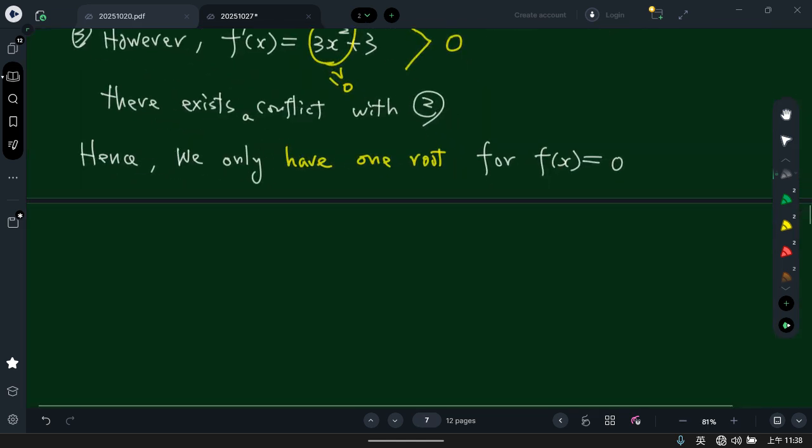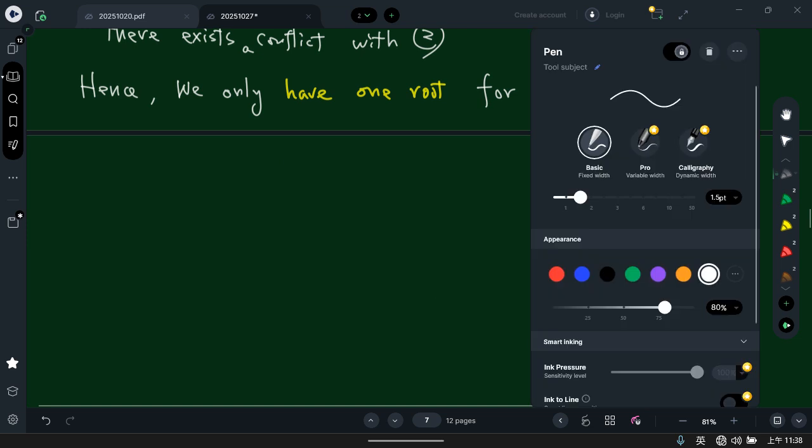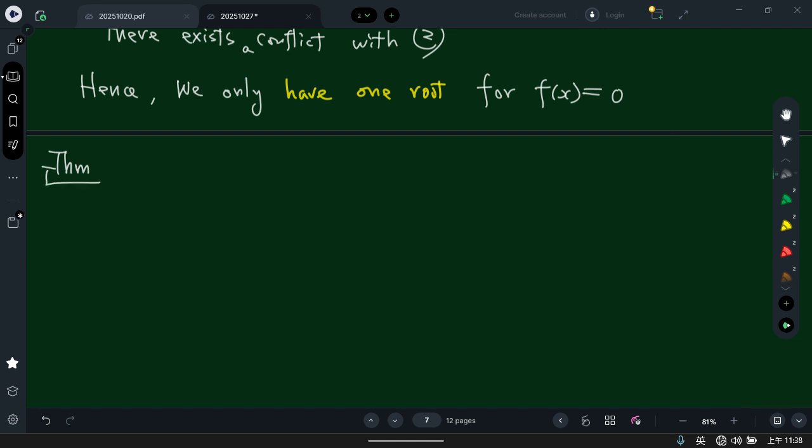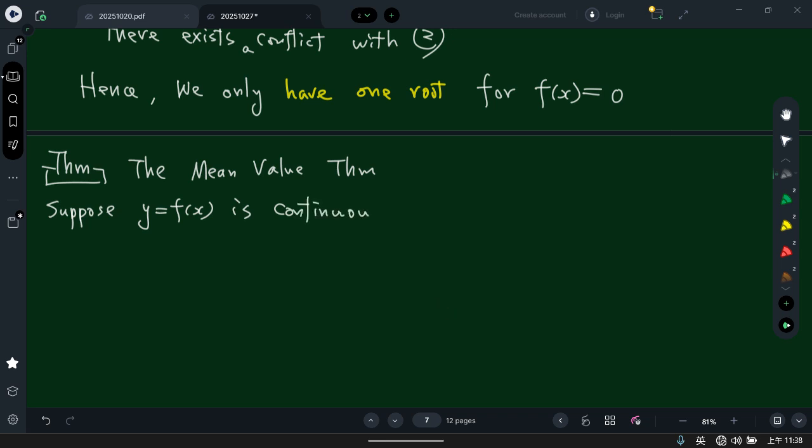Okay, so let's just continue. Then we will go into the mean value theorem. This is a very important theorem. Suppose y is equal to f of x, and the assumption is the same: it is continuous on the closed interval AB and differentiable on the open interval AB. They are almost the same assumptions.